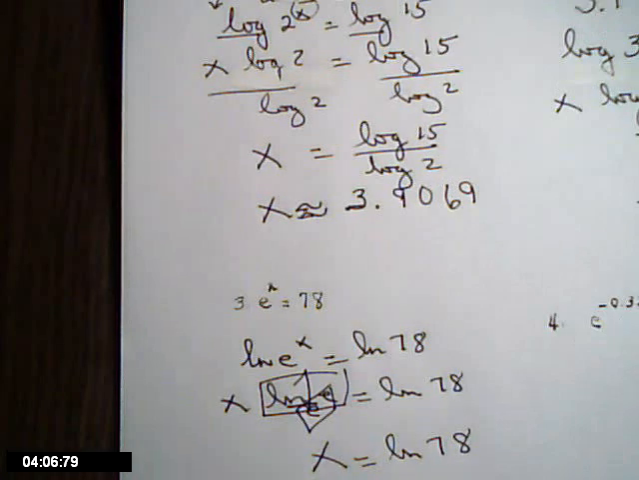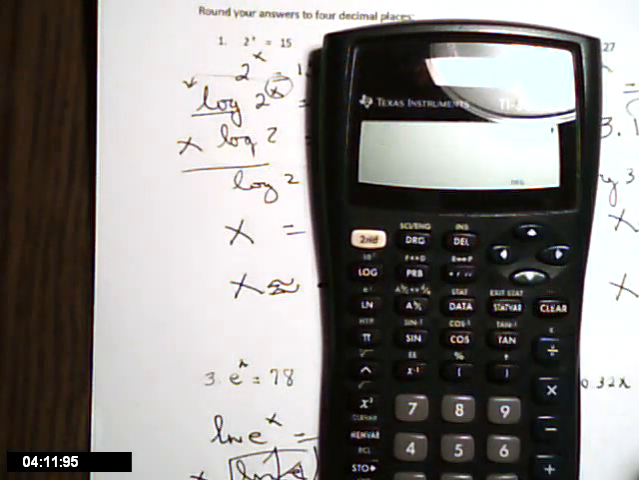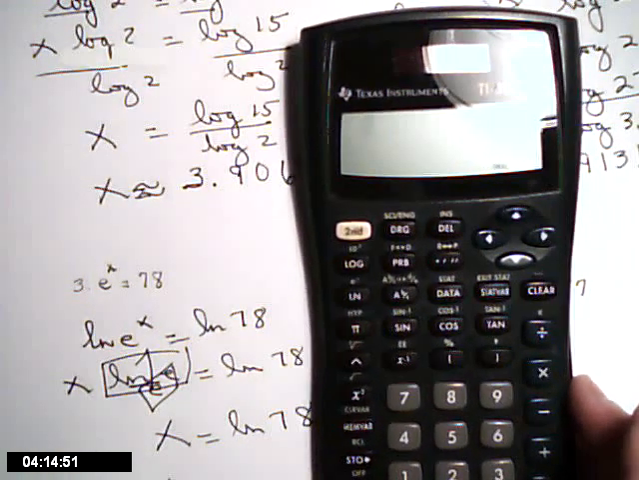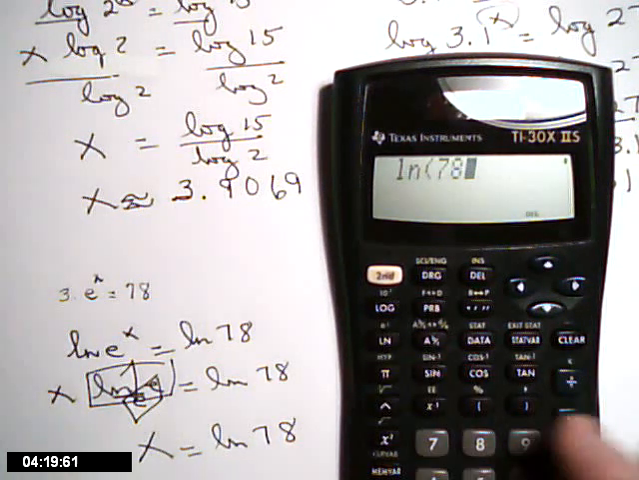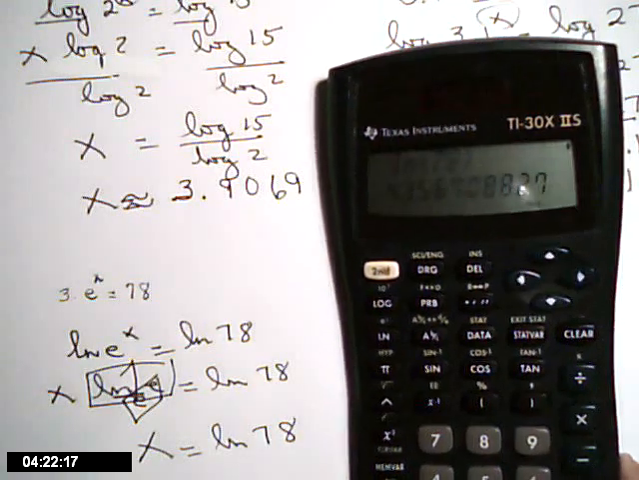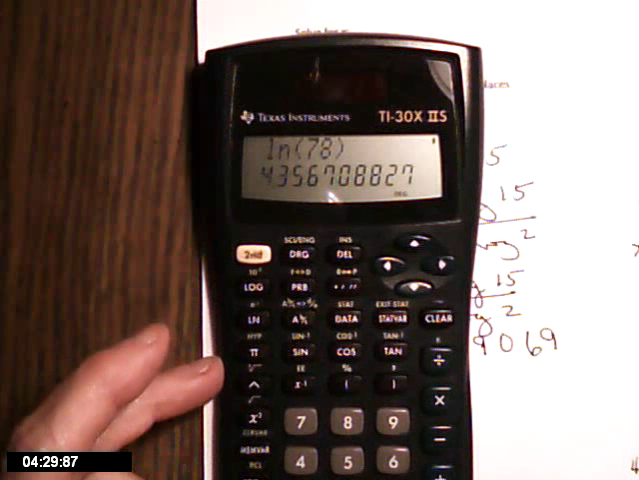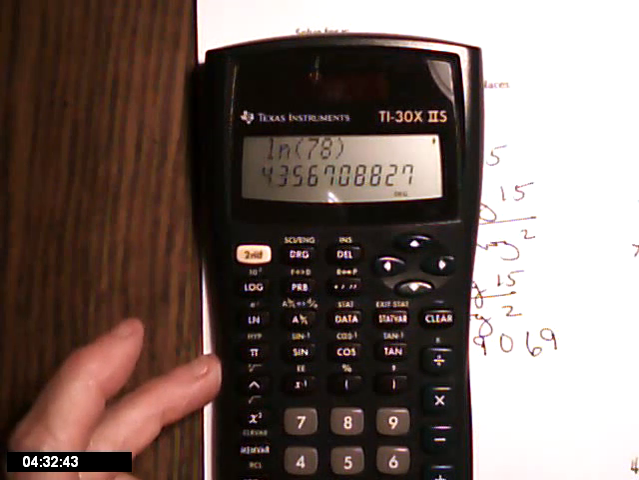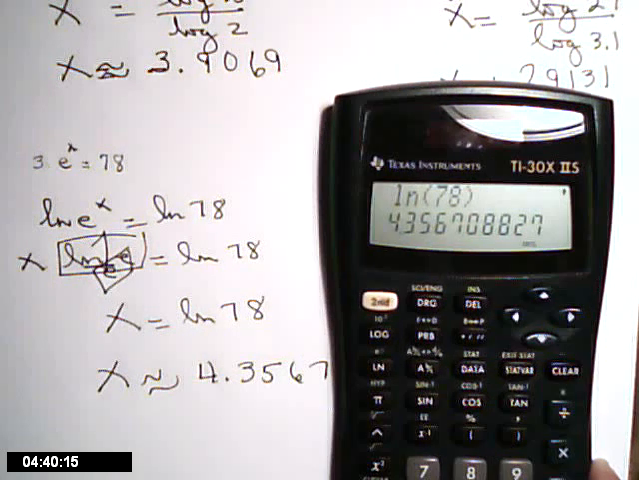Now I'm going to go to my calculator. I hope you can see this. I'm going to use natural log 78, close my parentheses, equal, and I have here, I know you can't see that the way I'm holding it. I have 4.3567. Let me put it right here. I think you can read this if I get it down below it and to the right. Okay, that would be my final answer.